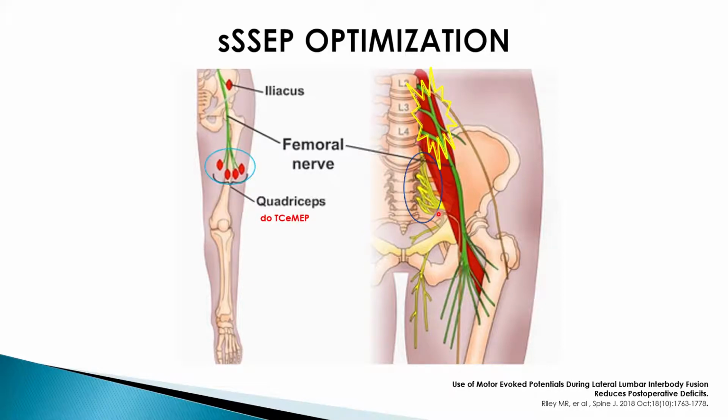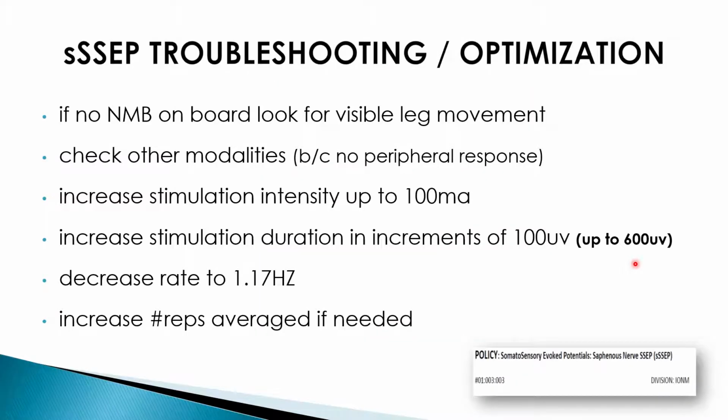This paper by Mike Riley and group also points out that the femoral nerve innervates the quadricep muscles. So it's important to also supplement saphenous nerve SSEP with transcranial motor evoked potentials and record from the quadriceps to better capture changes. Troubleshooting and optimizing saphenous nerve SSEP.